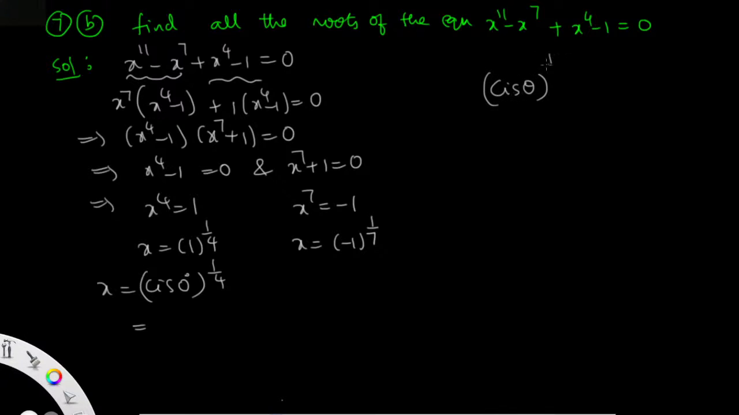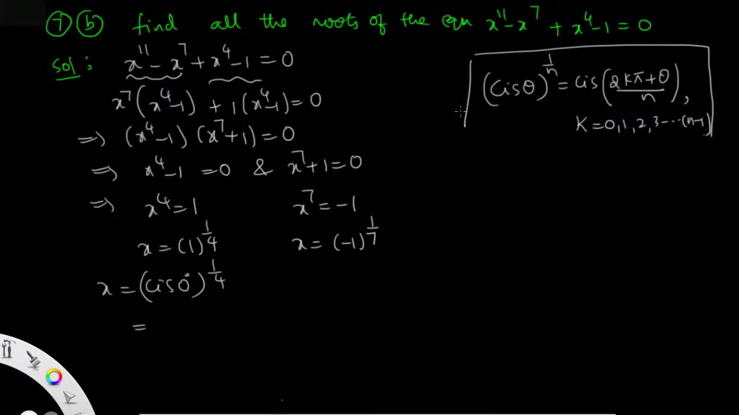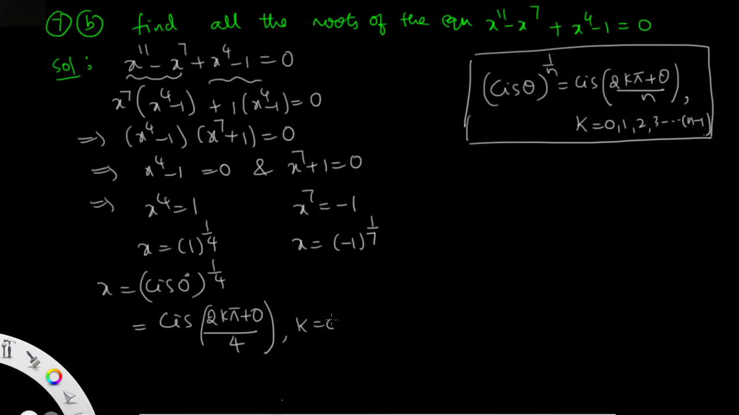cis theta whole to the power of 1 by n is nothing but cis of (2kπ + θ)/n, where k equals 0, 1, 2, 3, and so on up to n minus 1. So this formula must be remembered here, don't get confused. So that is cis 0, meaning cis of (2kπ + θ)/n with θ equal to 0 and n equal to 4, the same form repeated. That is k equal to 0, 1, 2, 3. So nothing but cis of kπ/2.